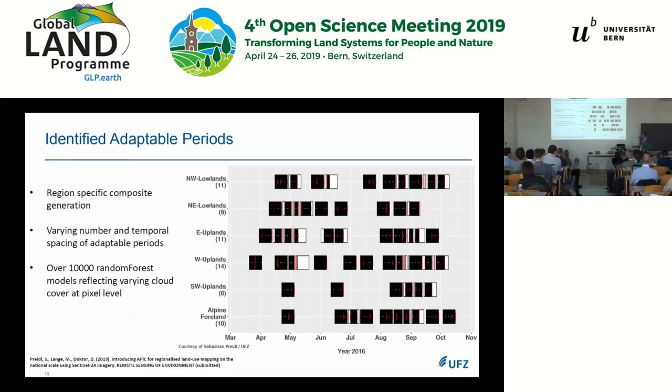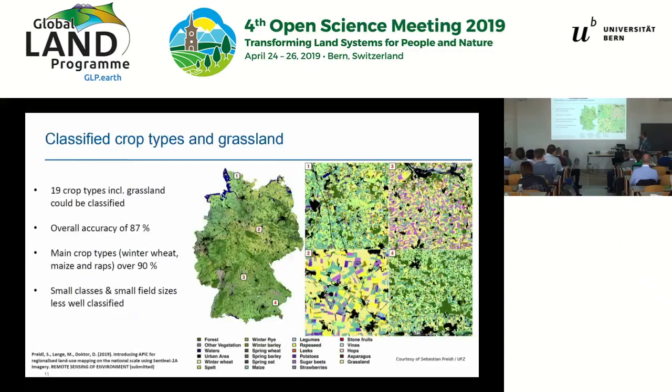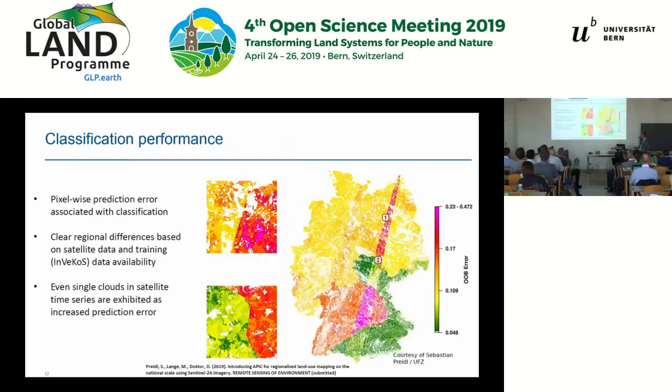There are big differences, for example, in the number of identified composites between southwest uplands and west uplands: 6 here for the southwest uplands and 14 in the west uplands. And also the time where you have observations or composite period changes between each of them. And that's what we get. We could identify 19 crop types with an overall accuracy of 87% across Germany. Some examples here. Main crop types over 90%.